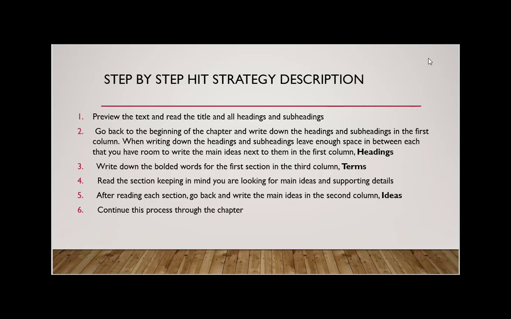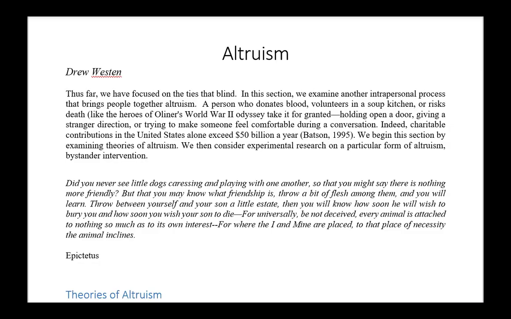So again, we always want to use a 3-step reading process. The nice thing about the HIT strategy is it takes us right through this 3-step reading process. The first thing we want to do is preview the text: we want to read the title, and we want to read all the headings and subheadings. So let's go ahead and do that with our altruism chapter.